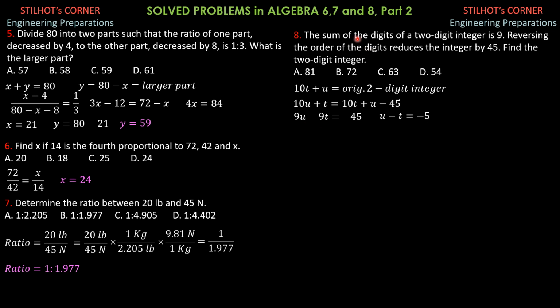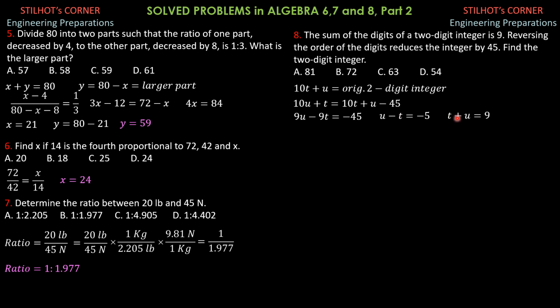And the other equation, the sum of the digits of the two-digit integer is 9. So we have this equation u plus t, or t plus u equals 9.